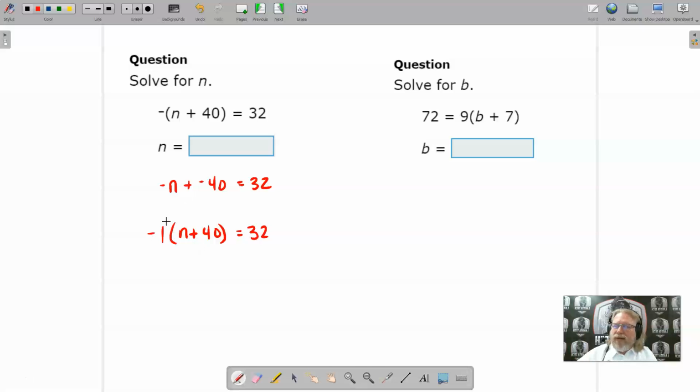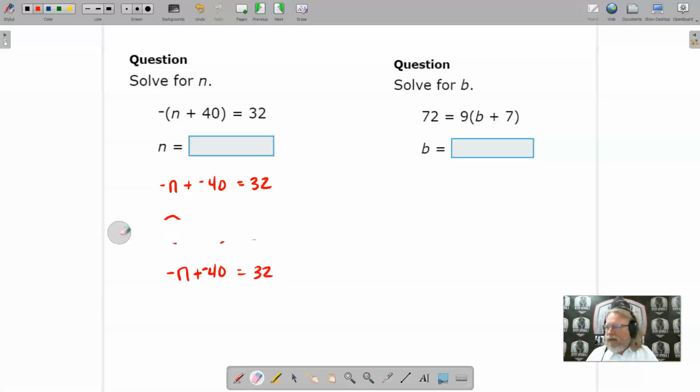And then we could distribute the negative 1 in. So negative 1 times positive n is a negative n. And negative 1 times 40 is going to be, we write that as minus 40, negative 40. But we remember that we could change the sign from subtraction to addition and take the opposite. So either way, we still end up with n plus negative n plus negative 40, and then equals 32. So either way, we get the same result.